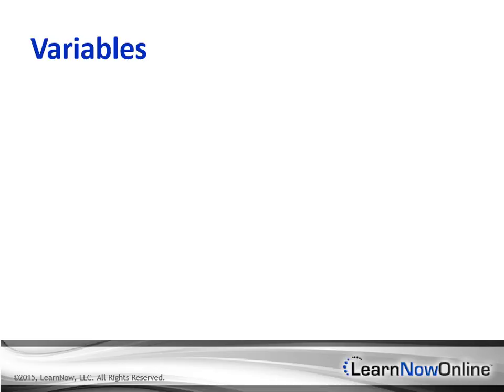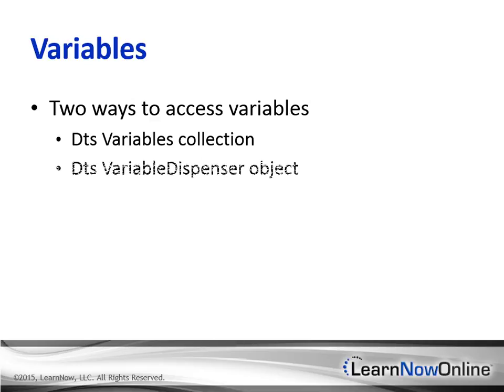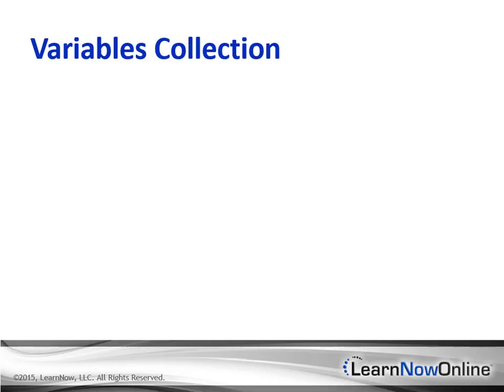Okay, so as I just talked about, variables are the mechanism that Integration Services uses for communication between tasks within a package. So how do you use variables within your script task code? Well, there are two options available. One is the Dts Variables collection, and the other is the VariableDispenser object. First I'm going to talk about the Variables collection.